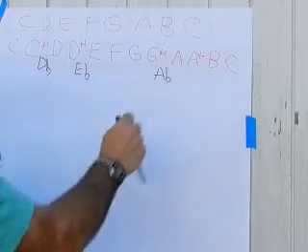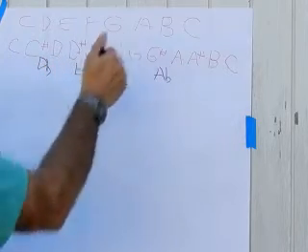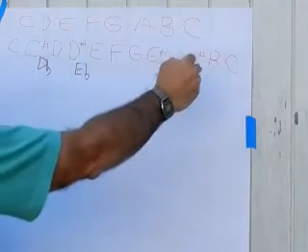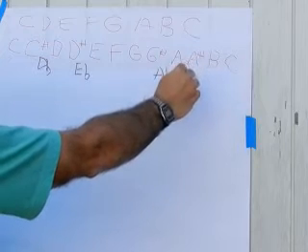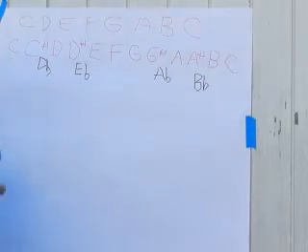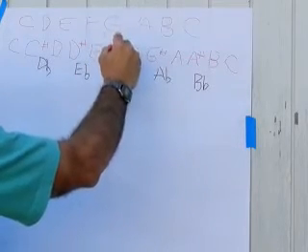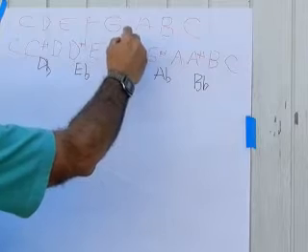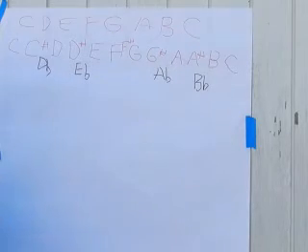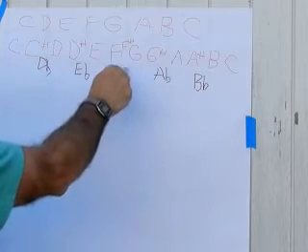I'm missing something here. C, D sharp, E, F. Oh, okay, I'll get that in a minute. A sharp would be B flat. And I left out the F sharp, which goes over here. F sharp would also be called G flat.